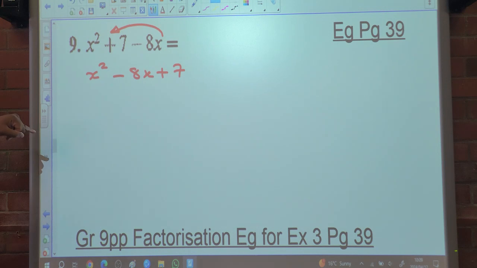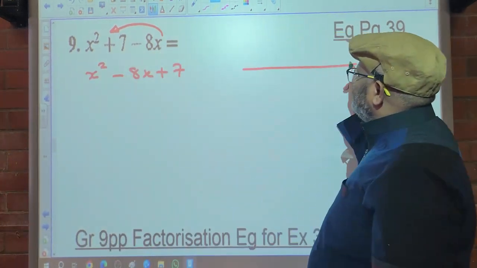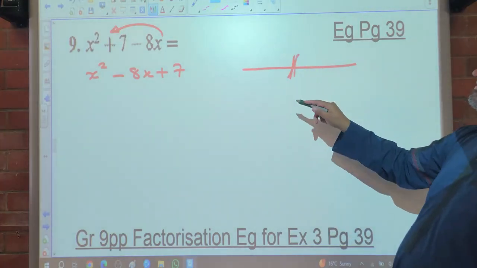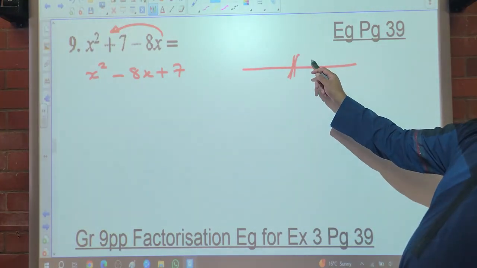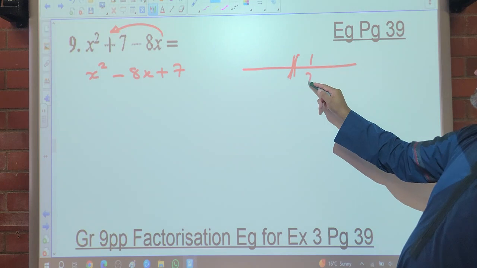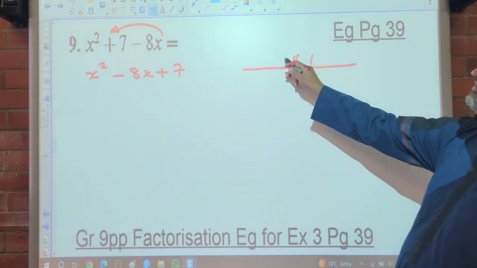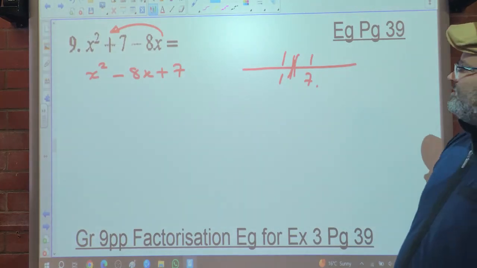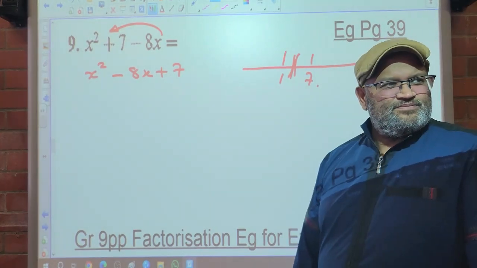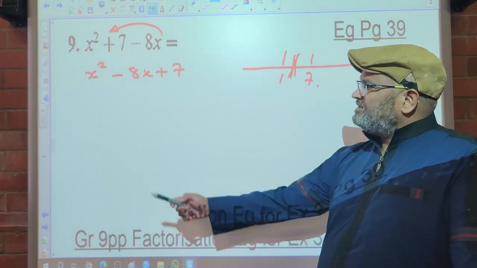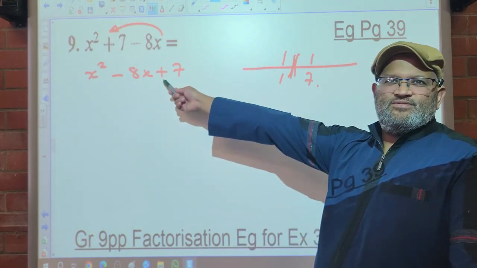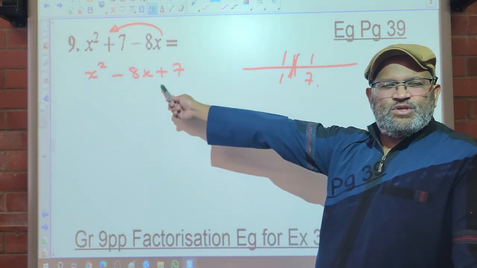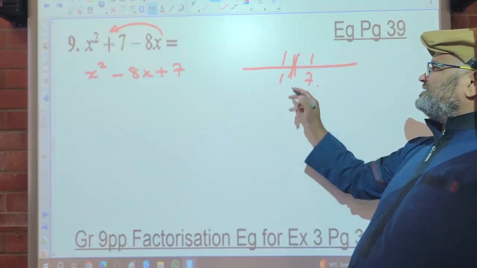Descending powers of x? Yes. So where do we start? We start by writing the factors of 7, which are 1 and 7. Here goes 1. So that's the only one. Okay. Do we add or subtract our products? Add. Why do we add? The last term is positive. If it had to be negative, we would subtract. So we must add.